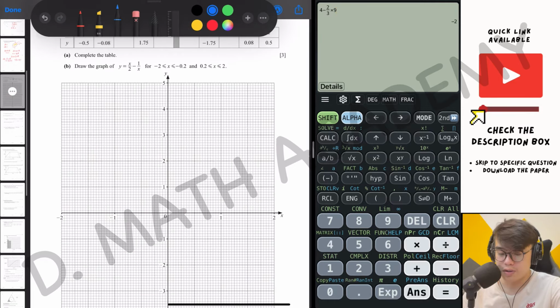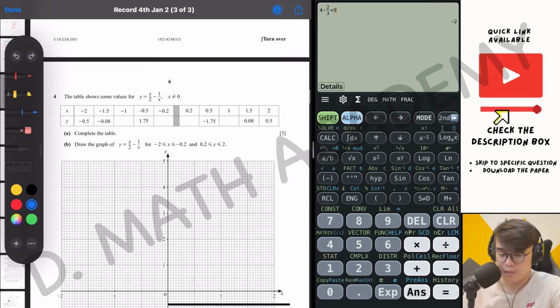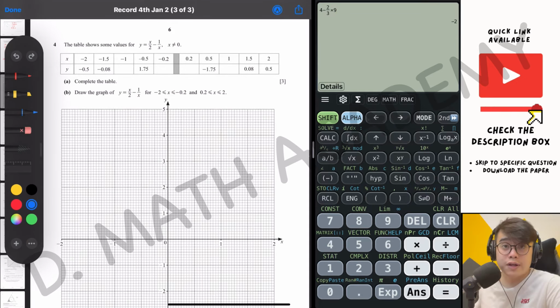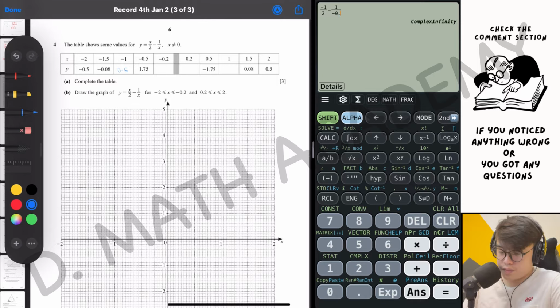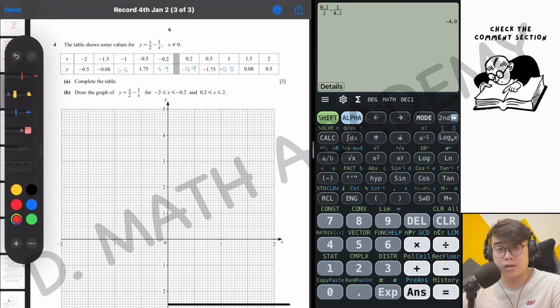Moving on to the next question. We have our function question here where we have to key in everything that we have there. So for this, we get 0.5. What if it's a negative 0.2? We get 4.9. And when it is positive, you get negative 4.9. Basically they are reflecting each other's results. Now that all the plotting is done, let's get started with our drawings.